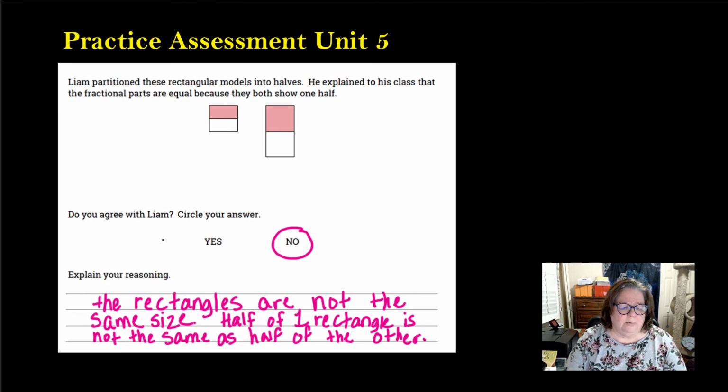I should have probably put a capital there. Let me fix that. Should make sure I have a period there. Because half of this one is definitely smaller than half of this one.